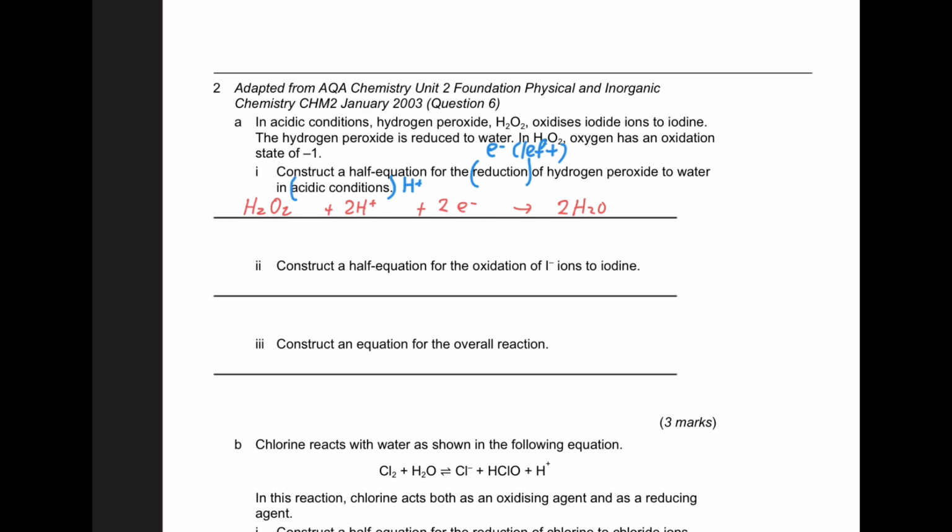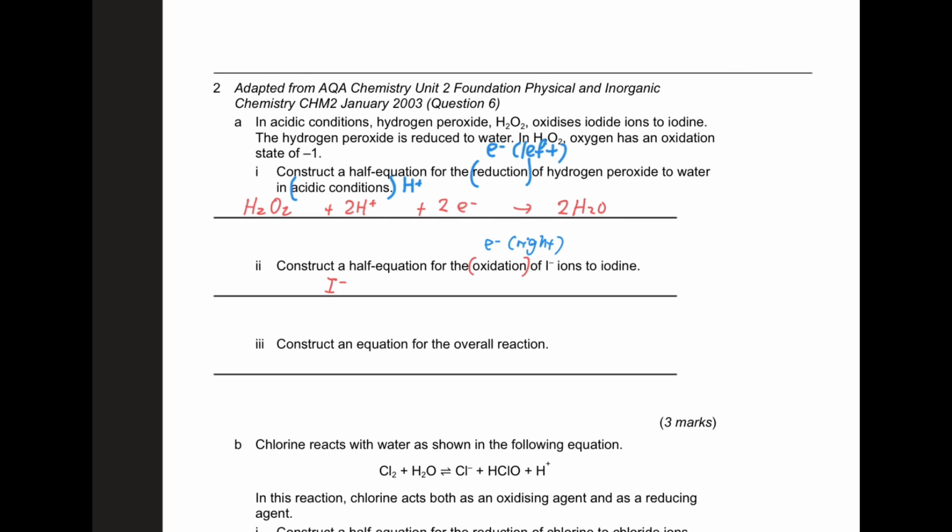Then part 2. Construct a half equation for the oxidation of iodide ion to iodine. So iodide is I minus. Oxidation means electron on the right.